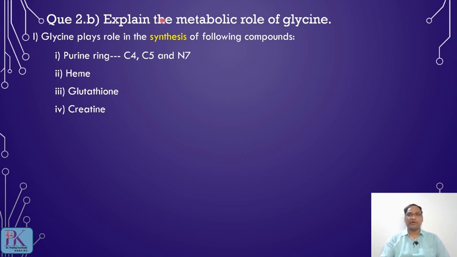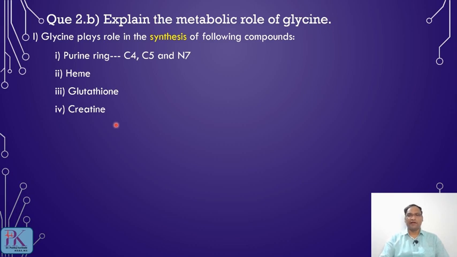So which important compounds are synthesized by glycine? Purine, C4, C5, N7 of the purine ring. Heme, that is the first step of heme synthesis, succinyl-CoA plus glycine, glutathione, and creatine. These are the important compounds synthesized from glycine.